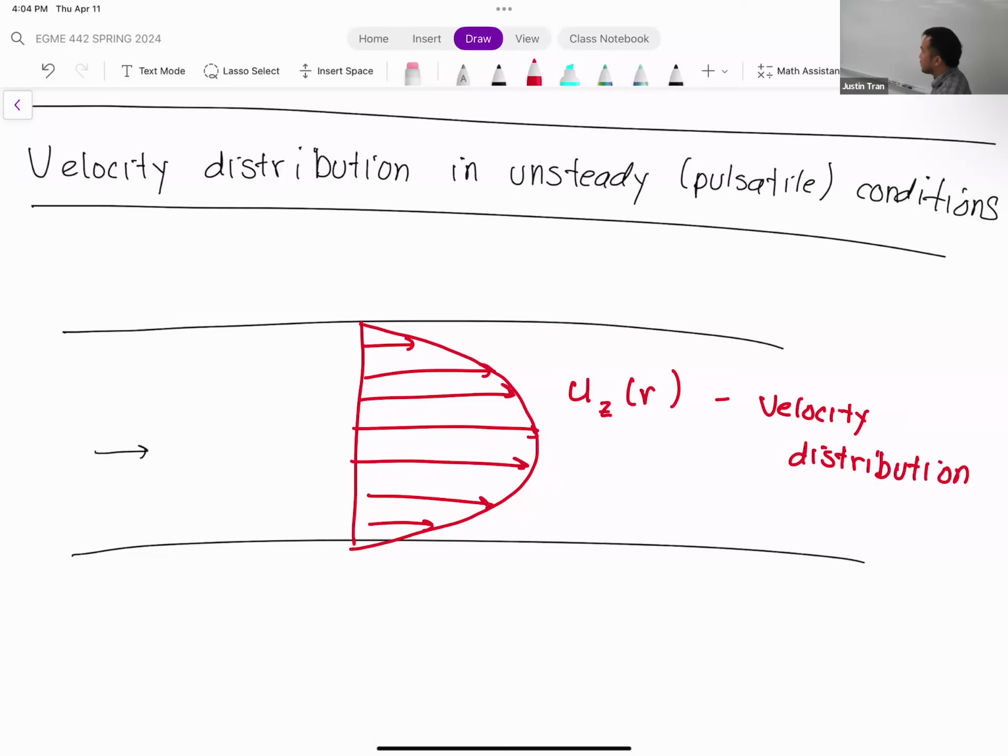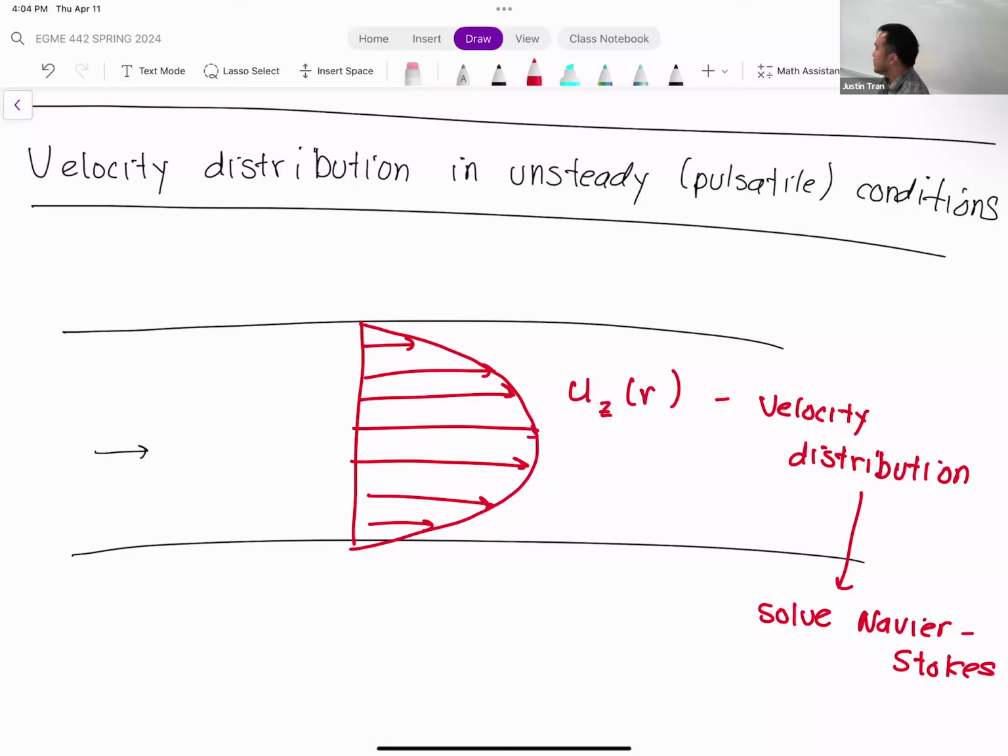Remember, the way that we obtained our velocity distribution is through the solution of our Navier-Stokes equations, which, as you know, is very difficult to do. We can only really do it in certain select situations. So probably what you've all done in the past is solve Navier-Stokes under steady conditions, and what that does is basically eliminate the time variable.